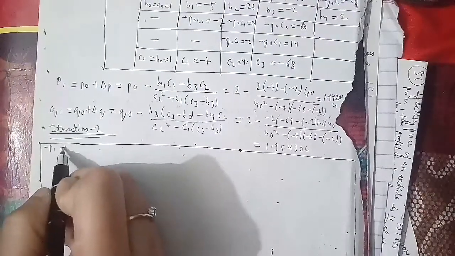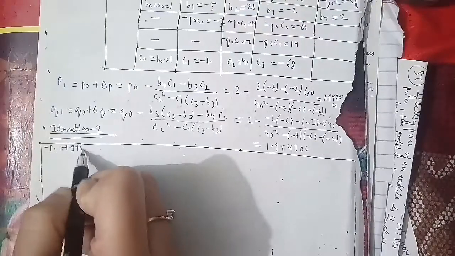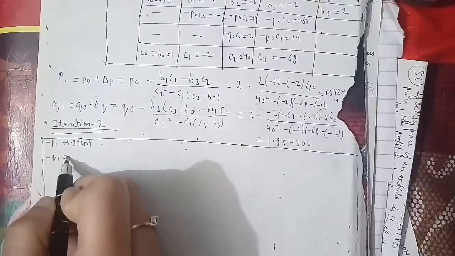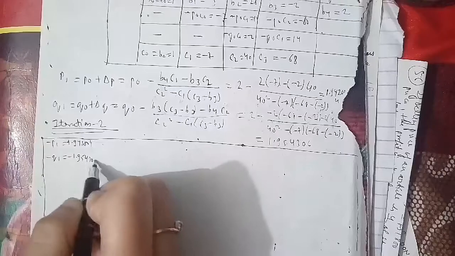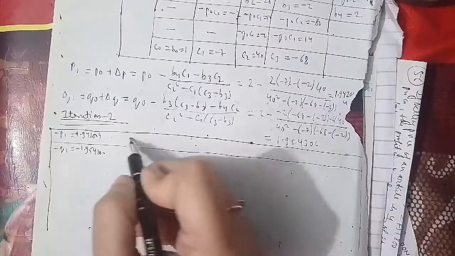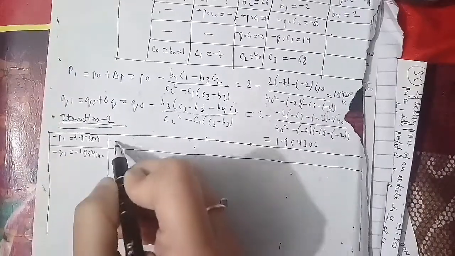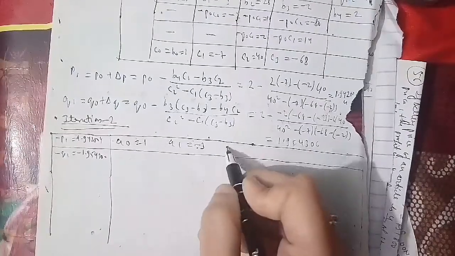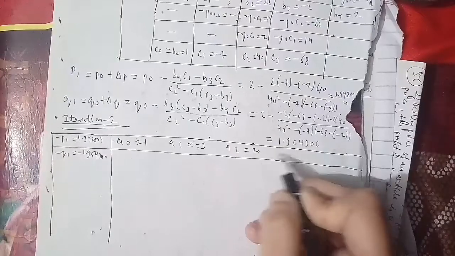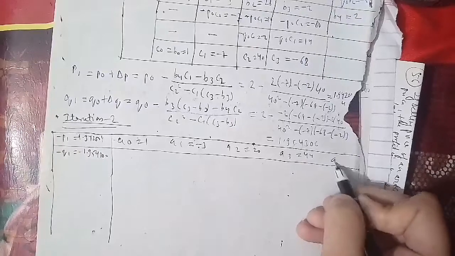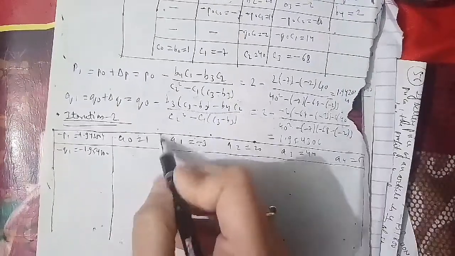So here minus P1 equals minus 1.942004, and minus Q1 equals minus 1.954306. So here we talk about A0 equals 1, A1 equals -3, A2 equals 20, A3 equals 44, A4 equals 54. So we go ahead.